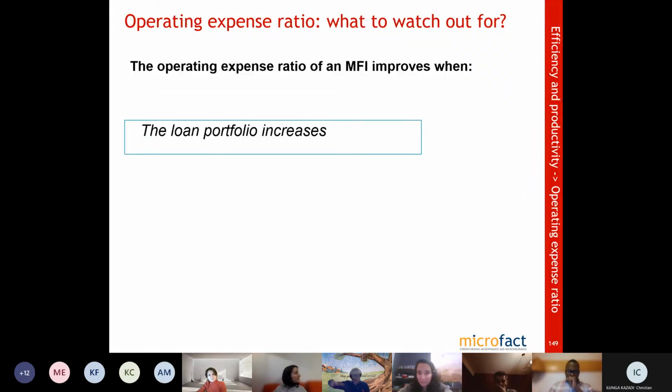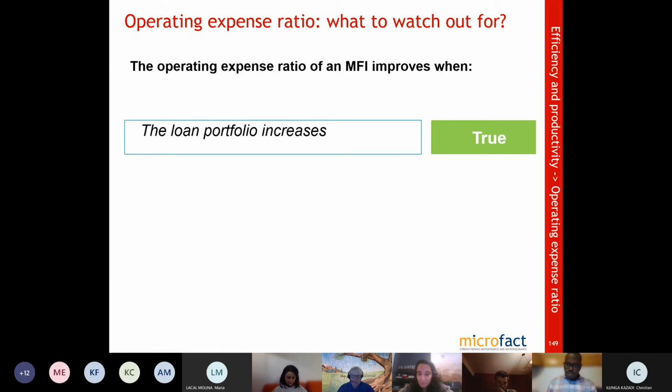So when the portfolio grows, the operating expense will improve when all the rest remains the same. So the answer is, like most were showing, it's true. But what was your doubt about? Can you explain? Why weren't you sure about it?